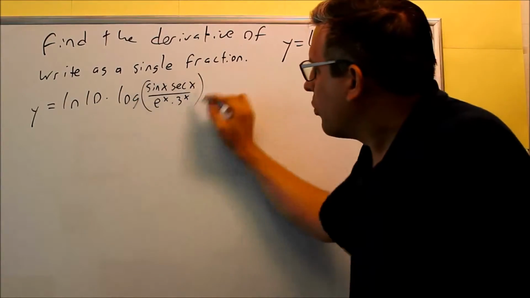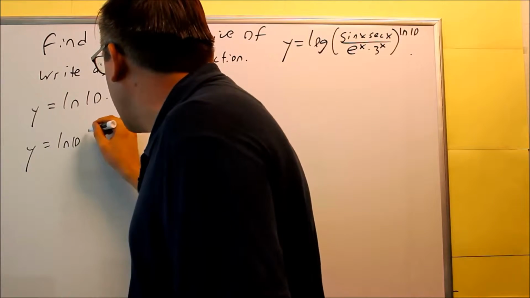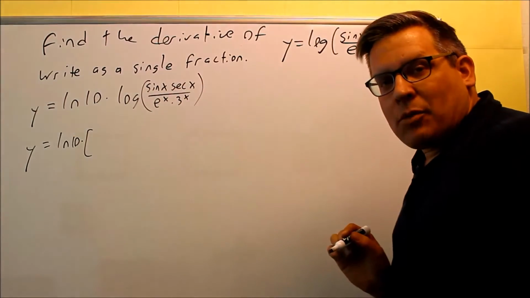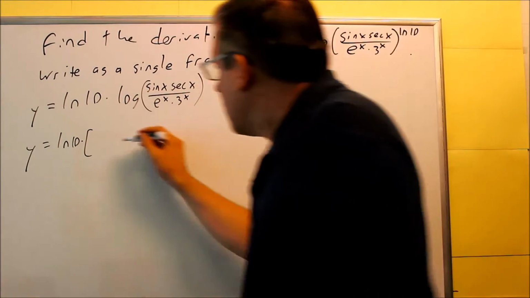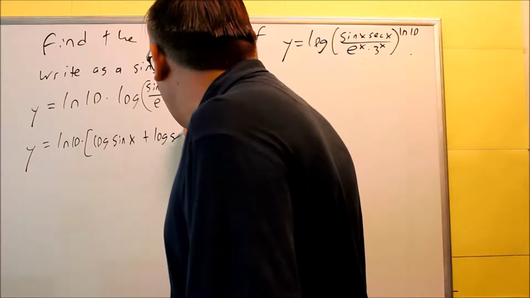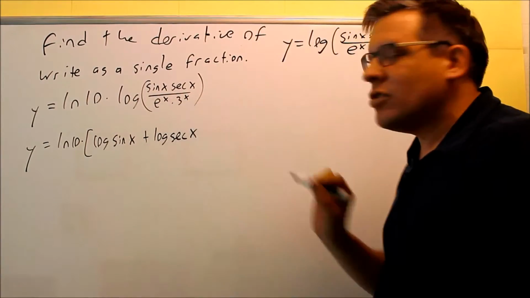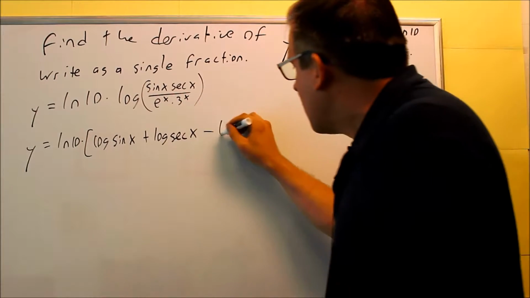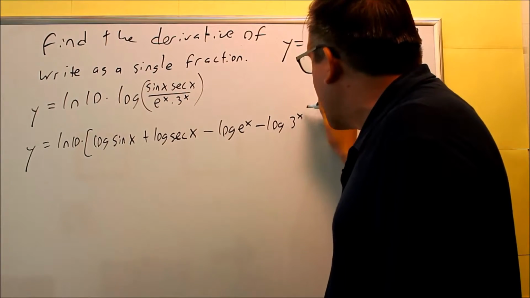But now we want to break this log up further. So I'm going to leave the ln 10 on the outside, and then everything that's on top of the fraction is going to be left positive. Everything on the bottom is going to have a negative in front of it. So I'm going to do log sine x plus log secant x. So again, breaking that up with a plus. But these two, when we separate it, they're going to have a negative sign because, again, these are both in the bottom. So I have minus log e to the x minus log 3 to the x.